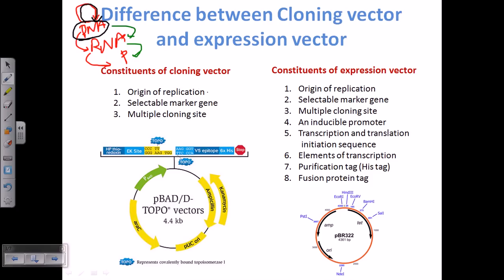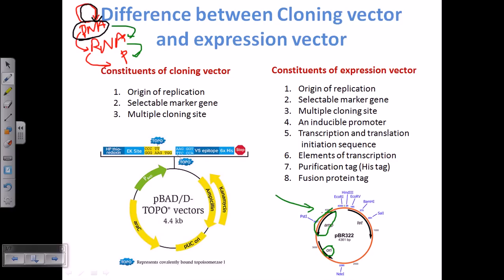Okay, so if we look at the constituents of both the cloning vector as well as the expression vector, we are going to see the difference. For example, a cloning vector consists of only three major important things: origin of replication. If you look here, you can find this is the origin of replication, and this is an example of a cloning vector, pBR322. It must have selectable marker genes. To select it, when you plate it on petri plates, it has the ampicillin resistance gene.